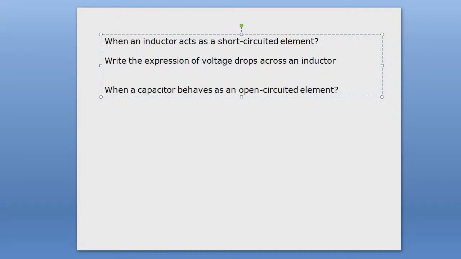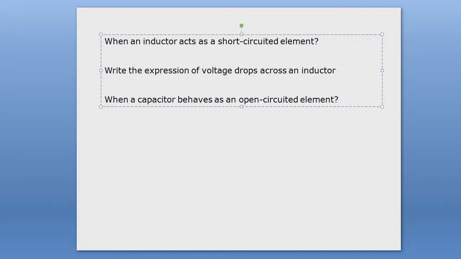Now you tell me the condition at which this inductor acts as a short circuit element. Short circuit element means what? There is no resistance, R equal to 0, and at that time what will be the current? Current will be infinite, okay, and voltage drop will be 0. So V equal to L di/dt, so V will be 0 when t equal to infinite. Please try to understand this answer.